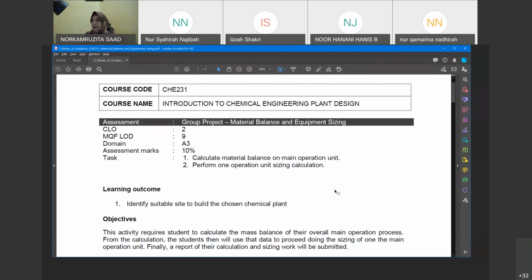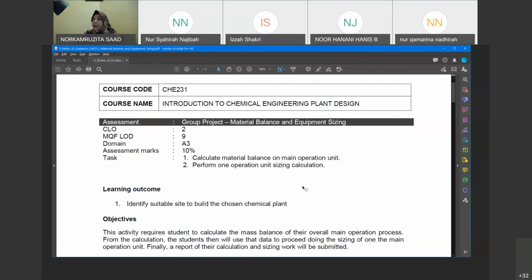No reaction, okay? No reaction. So we go one by one. This assessment is only 10%, but it will reflect the rest of the tasks later. First, you need to calculate the material balance, so you have to know what you have in the given unit operation that you want to do the balance on.